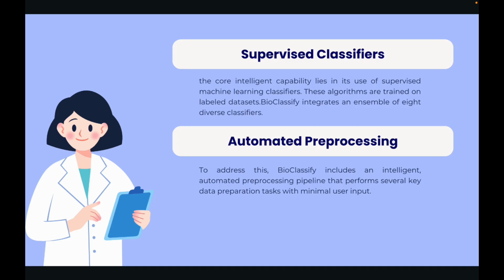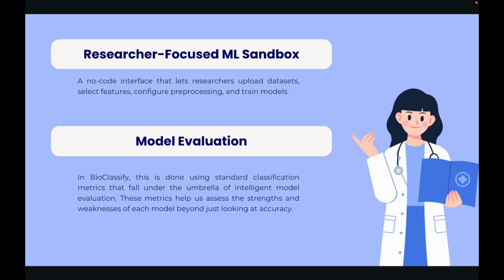Once models are trained, the system shows clear performance results like accuracy, precision, and recall. This helps users compare which model works best for their dataset. And as a perk for researchers who want to explore further, there's a sandbox section. It lets users upload custom data, adjust their settings, and test multiple models in one place, perfect for experimentation.